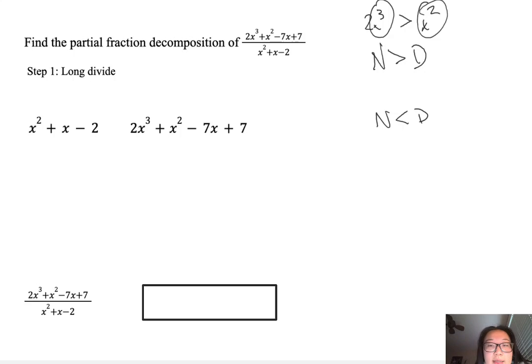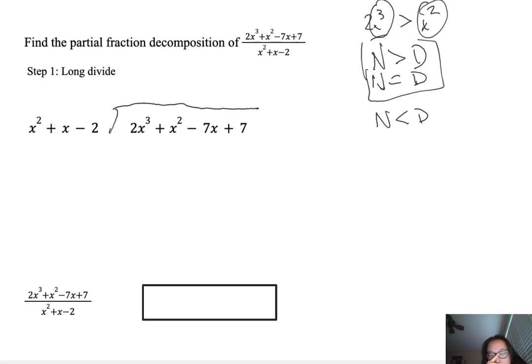And also, this extra step, which is long division, can also be used when the numerator's power is equal to the denominator. This is when we use long division for these two conditions. So then our first step is to just long divide. I hope everybody remembers how to long divide.